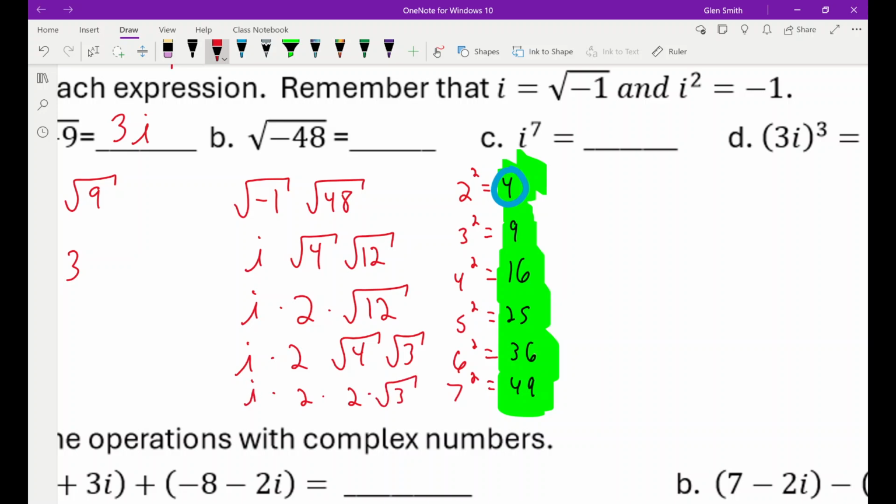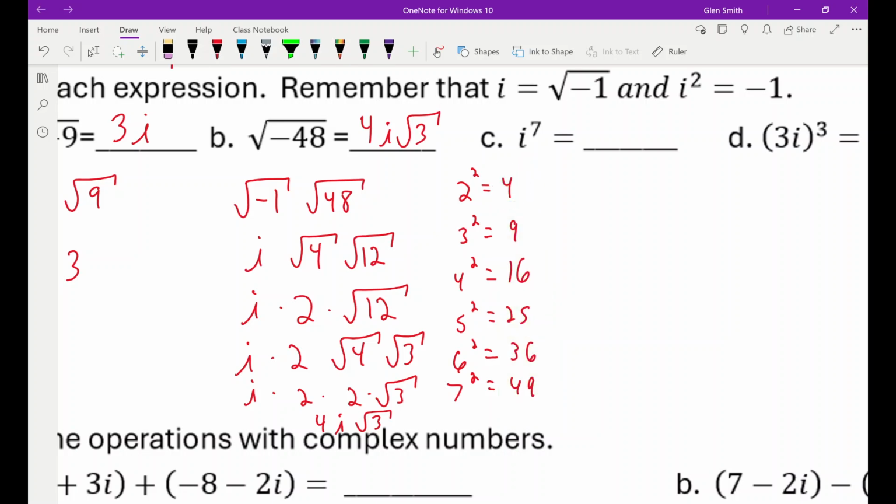And if I put all of this together, I get 2 times 2. They're not in a root, so those are 4, times that i. So it's 4i with a square root of 3 left over. And that's the answer to this question. And I'm going to show you how to do that a little bit quicker. But that's how it goes if you see that 4 goes into there.